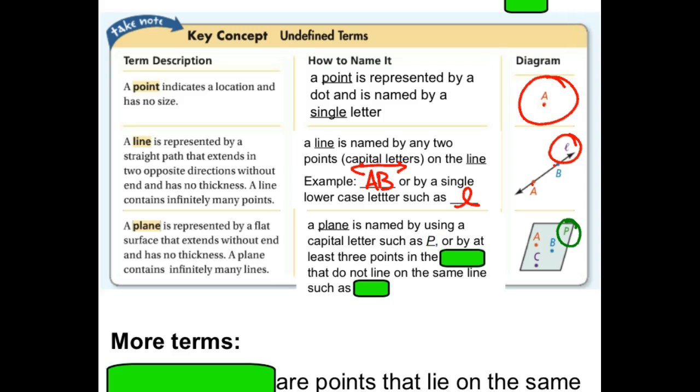Or it can be named by at least 3 points that are in the plane. And we notice you have 3 points in the plane, A, B, and C, and so we can call it plane A, B, C like that. The key part about those 3 points, A, B, C, is they cannot be collinear. We'll talk about that in a little bit. That means that they cannot be on the same line. They have to be separated like that.